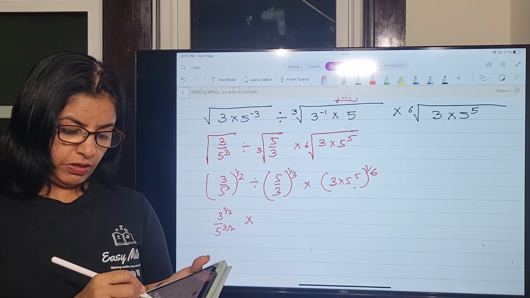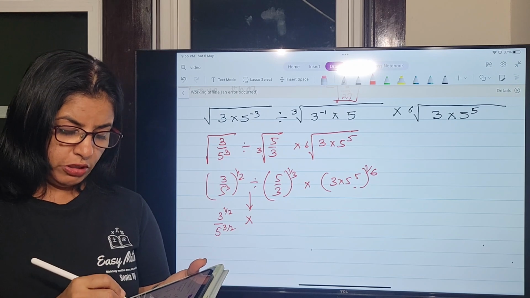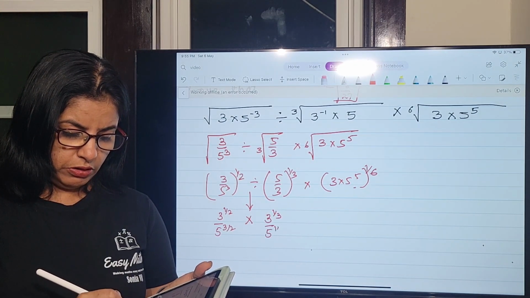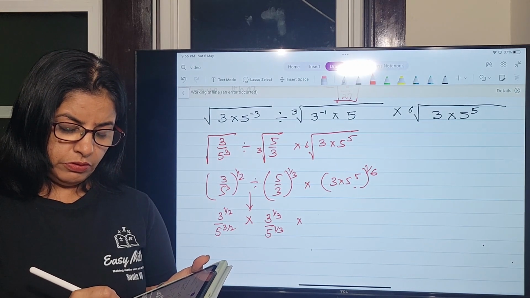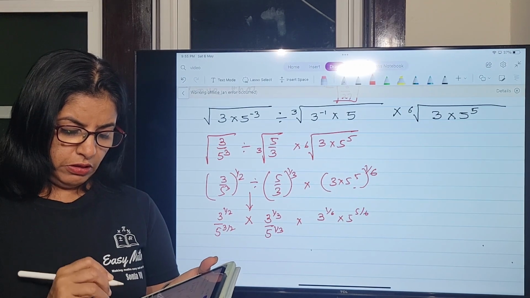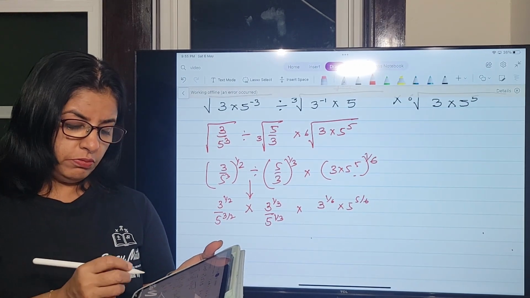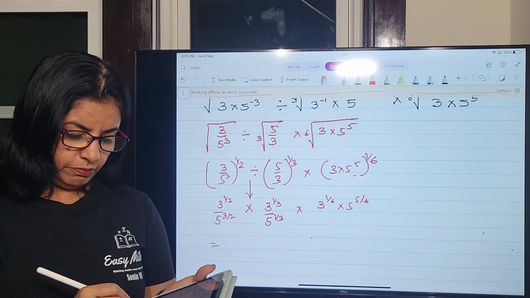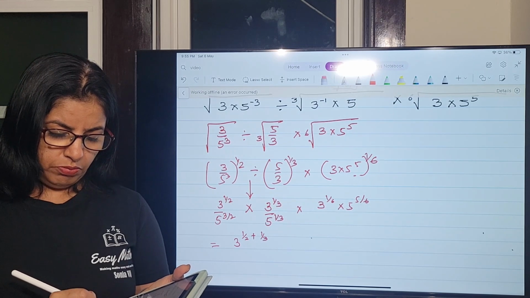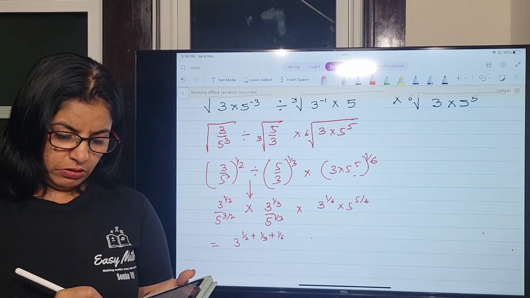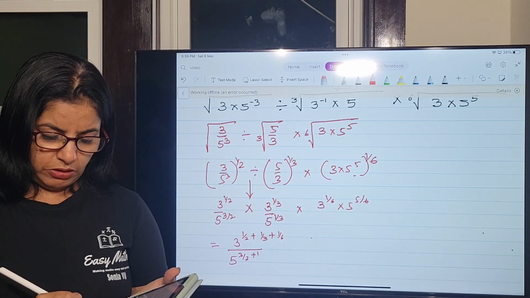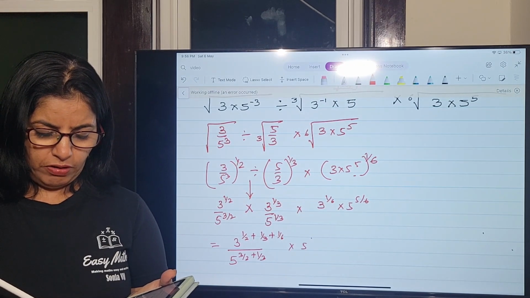Division we are changing to multiplication, that means the values reciprocate. 3^(1/3) upon 5^(1/3). This is 3^(1/6) into 5^(5/6). Now applying the laws, adding up all the powers of 3: 3^(1/2 + 1/3 + 1/6). Here it is 5^(3/2 + 1/3), and here it is 5^(5/6).